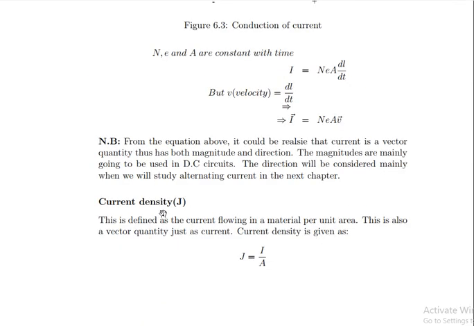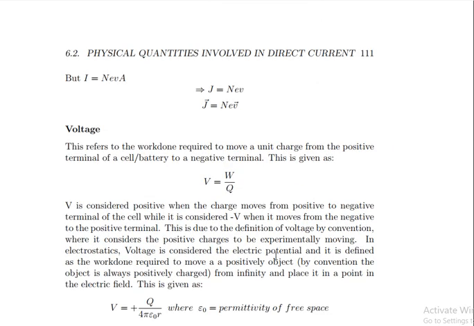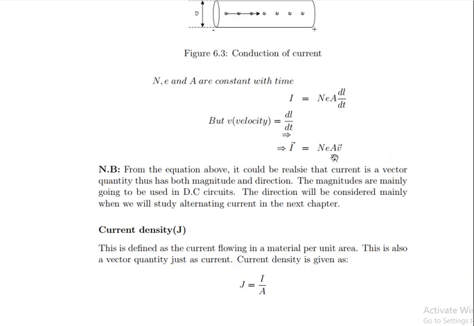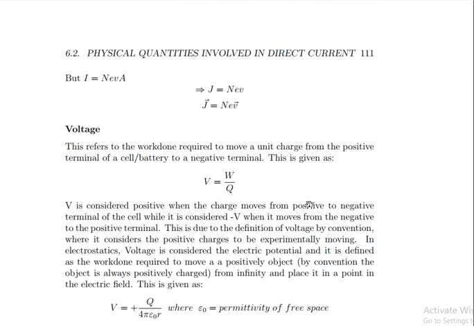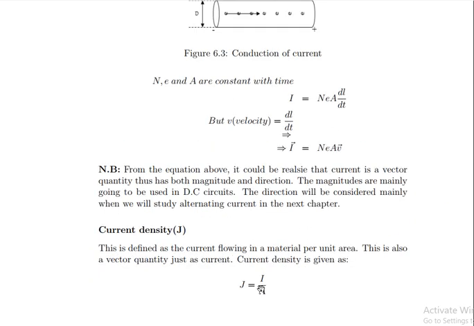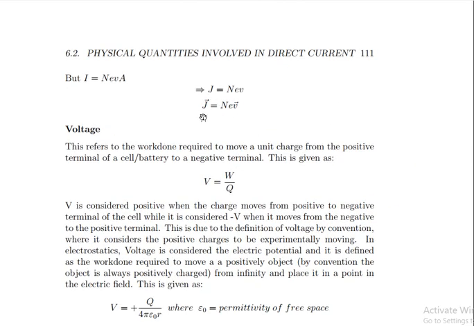So now the current density is defined as the current flowing in a material per unit area. This current density is given as J, and this J is equal to I over area. So substituting the value of I, which is nEAv, into this formula, we are going to say that the J vector is equal to nEv, the nEv vector.